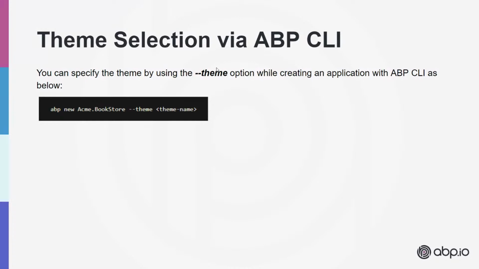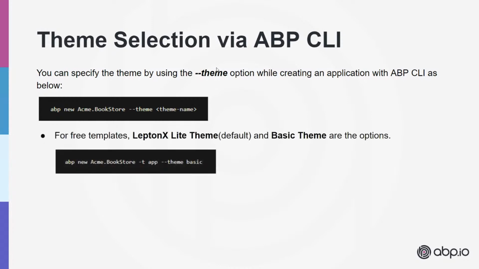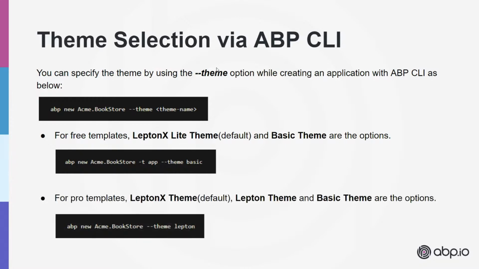You just need to specify the theme option as shown here with the theme name while creating an application with ABP CLI. For free templates, we have two options for themes: Lepton's Lite theme and basic theme. For Pro templates, we have three options: Lepton's theme, Lepton theme, and basic theme. If you don't specify any theme, one of these themes will be your default theme according to your template choice.